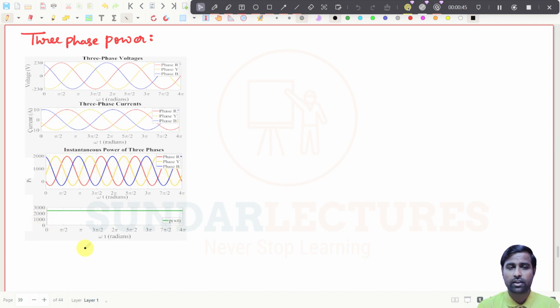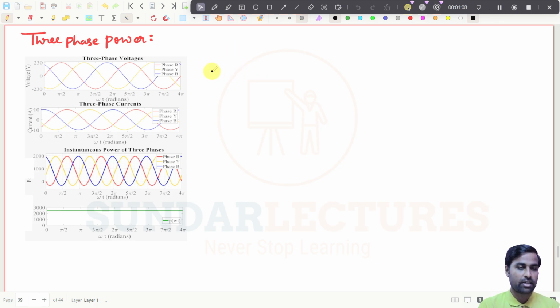And if you are going for the final expression, the power in a three phase circuit will be a constant value. It will be a constant value. It will have only values above zero, only positive values you will have, and that is what we are going to derive here in this equation.